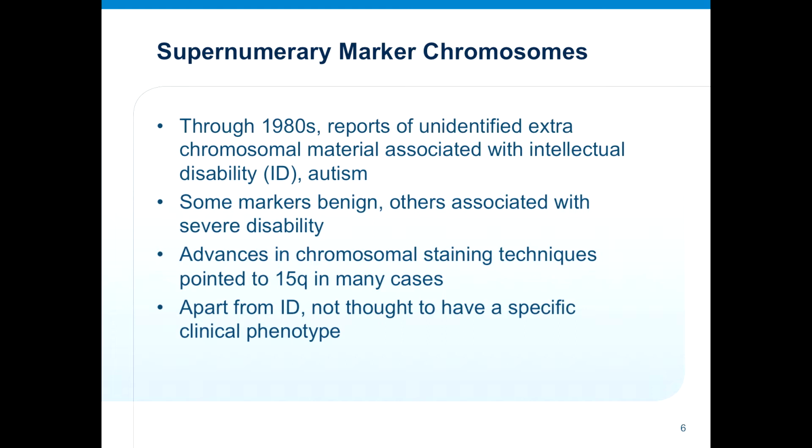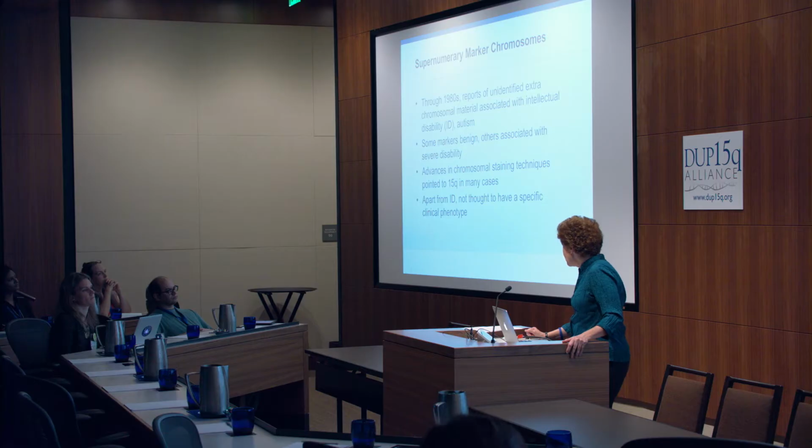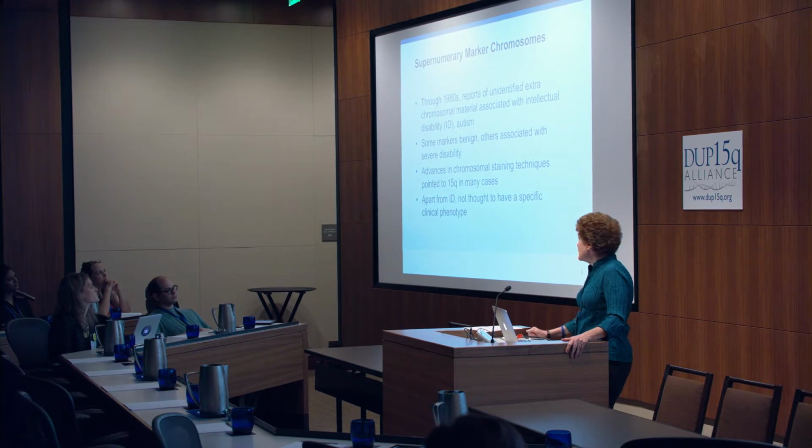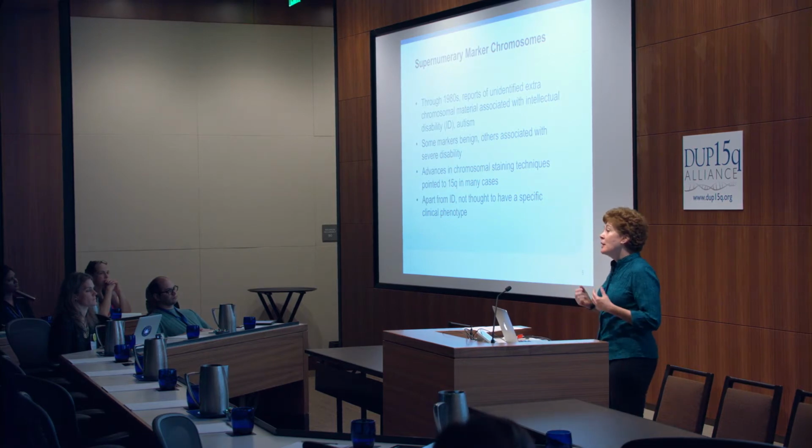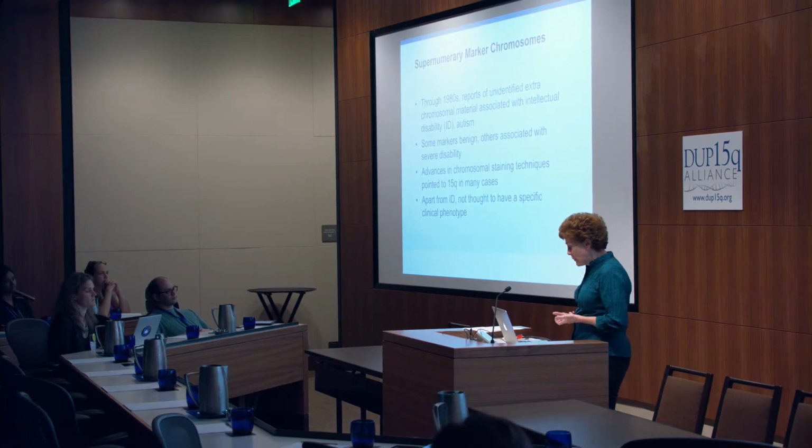It seemed like they were running in families. And then in other individuals, you saw a very significant phenotype, which we now know to be DUP15Q syndrome, and they were typically de novo. But with advances in chromosomal staining techniques, it became clear that many of these were 15, and we started to really be able to focus, okay, what is it about this group of individuals who have phenotypic effects from having this supernumerary marker? But apart from ID, it was not thought to have a very specific clinical phenotype. Again, the idea of a syndrome. Even well into the 2000s, we still weren't calling this a syndrome.